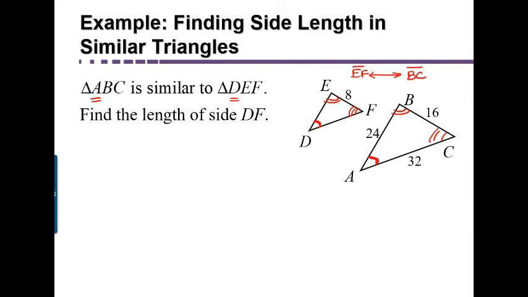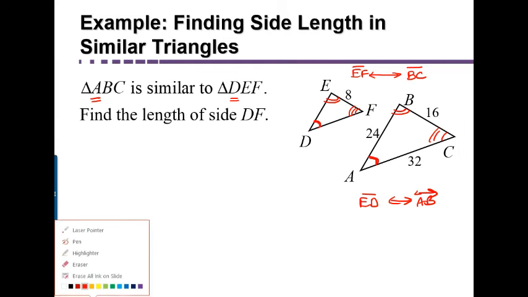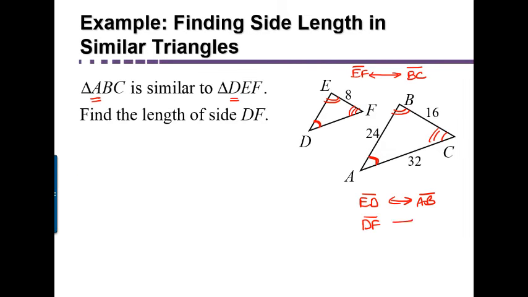Similarly, there's a relationship between ED and AB because those are between the angles marked with 1 and 2 marks. Okay, and then it would also be the case that DF would correspond to AC.